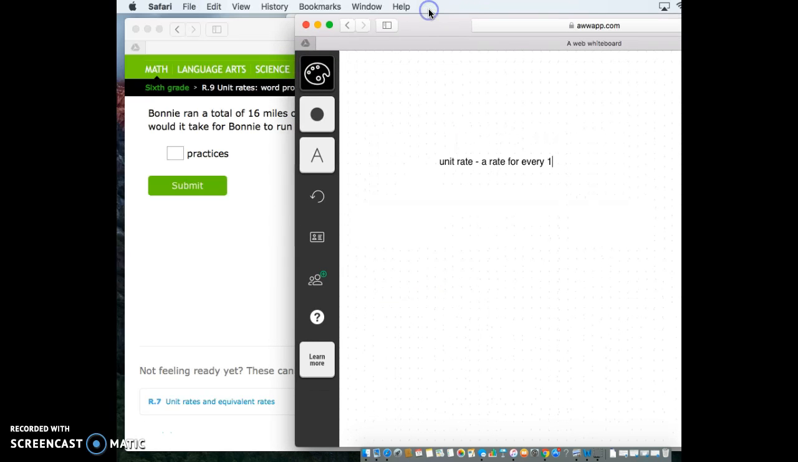So the most important thing to remember is that a unit rate is basically a rate for every one. Now that one could be a gallon, it could be an hour, it could be a pound, etc. It's just a rate that's measured by one.